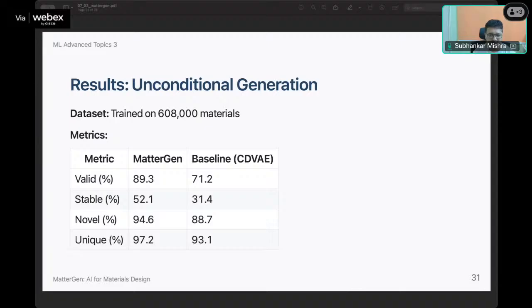So now just to give a highlight on the results: if they do unconditional generation, the dataset will be like 600,000 materials, the earlier dataset, and if you can see, MatterGen starts generating 89.3% valid, 52 stable, novel will be 94.6, and then unique is 97.2. And the previous baseline was doing lower, let's say.